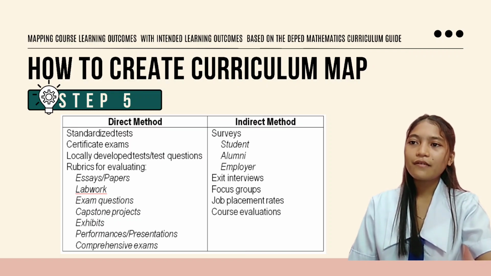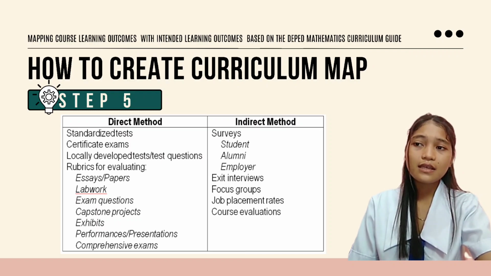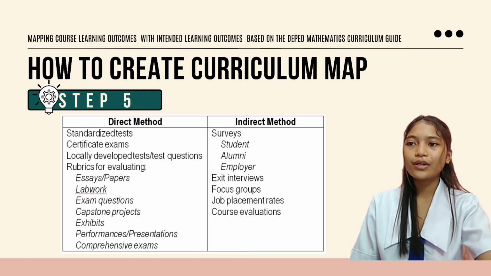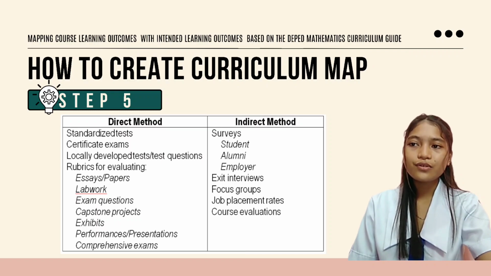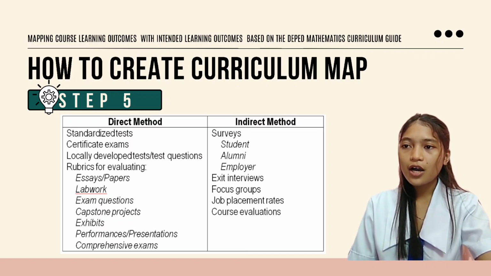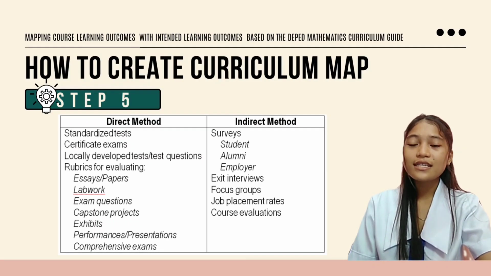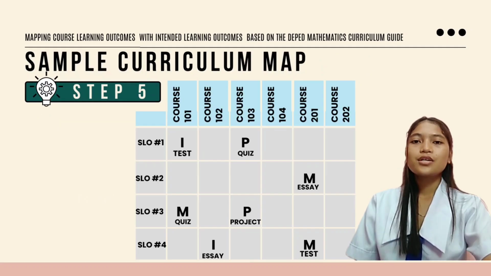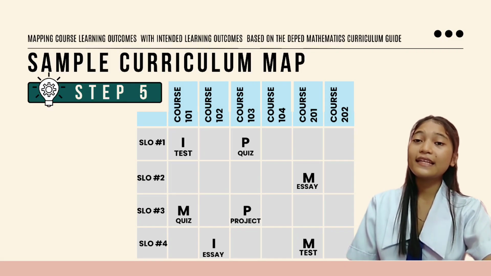So, examples of indirect methods are surveys by students, alumni, employer, exit interviews, focus groups, job placement rates, course evaluations. So here is an example template again on how you will create a curriculum map.